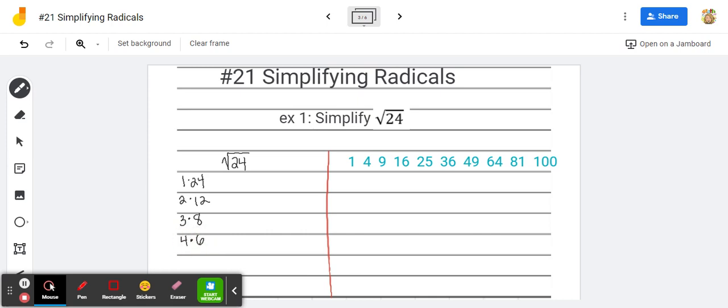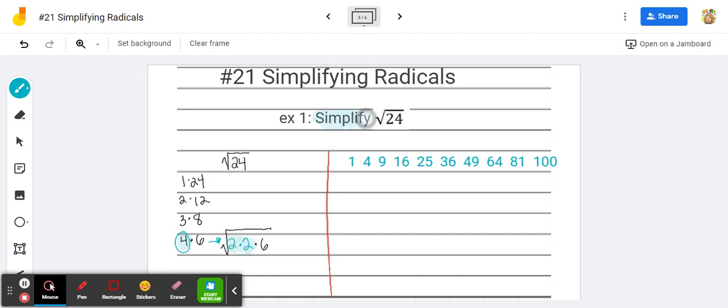Now, the one you're specifically looking for here is any perfect square. Now, 24 is not a perfect square. 2 is not a perfect square. 12 is not a perfect square. 3 is not a perfect square. 8 is not a perfect square. But 4 is. And 4 is a very special number that ends up being a 2 by 2 square multiplied by our 6 inside here. And because of that, then we can rewrite this to simplify.